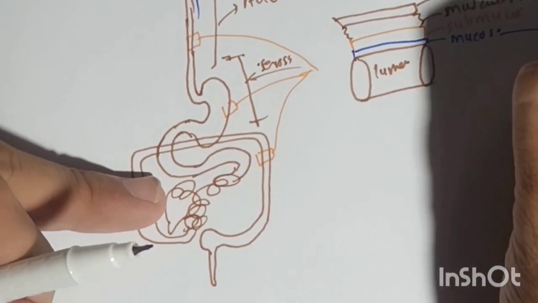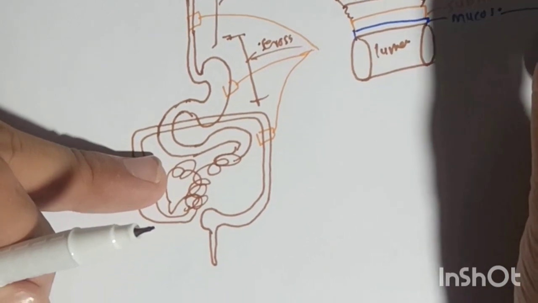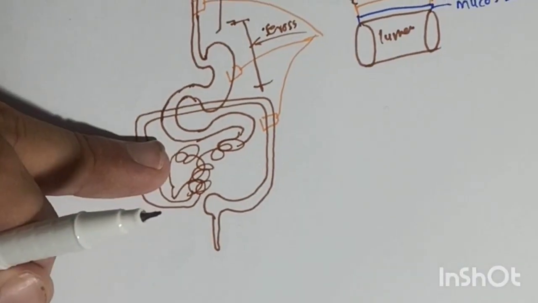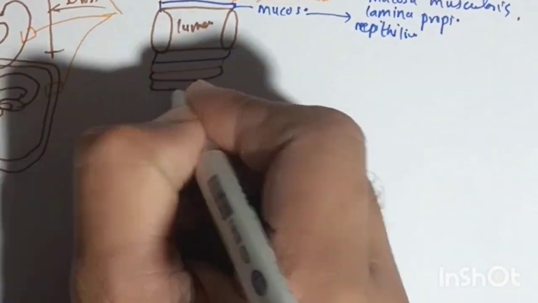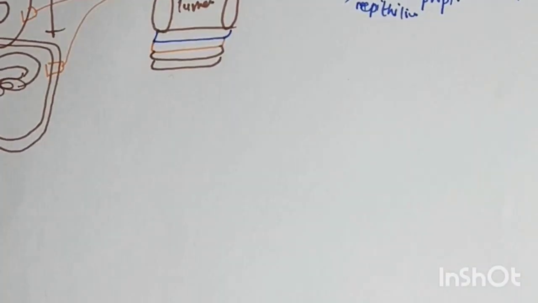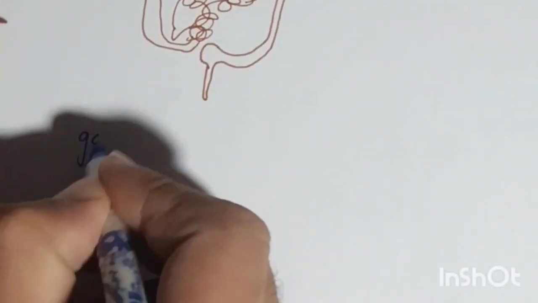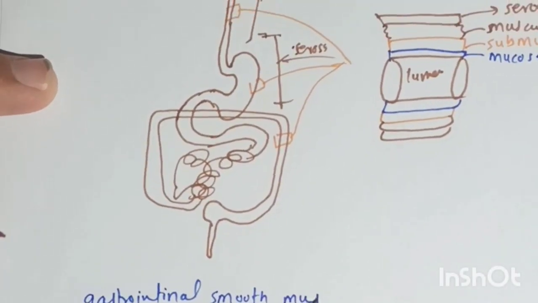Now you can see this is the lumen and mucosa. Mucosa also has three layers: epithelium, lamina propria, and muscularis mucosa. On both sides, surrounding the lumen, these four layers are present. Now let's explain the gastrointestinal smooth muscle.